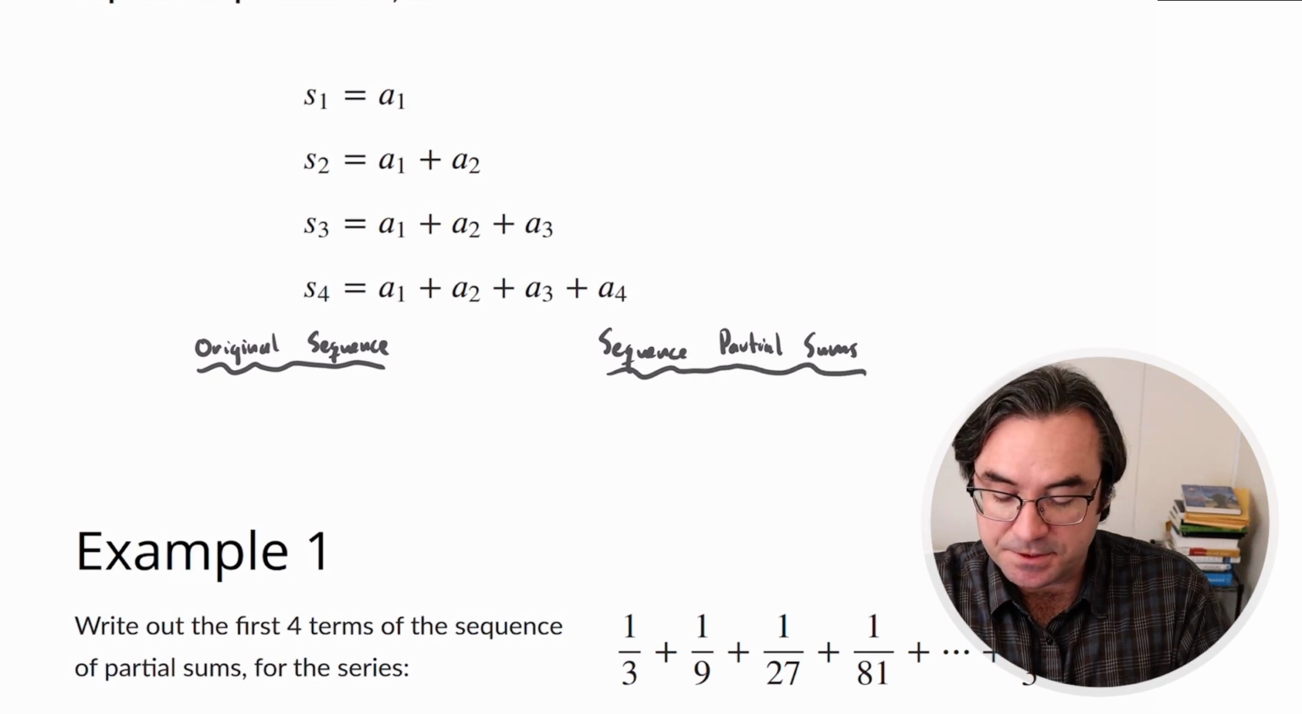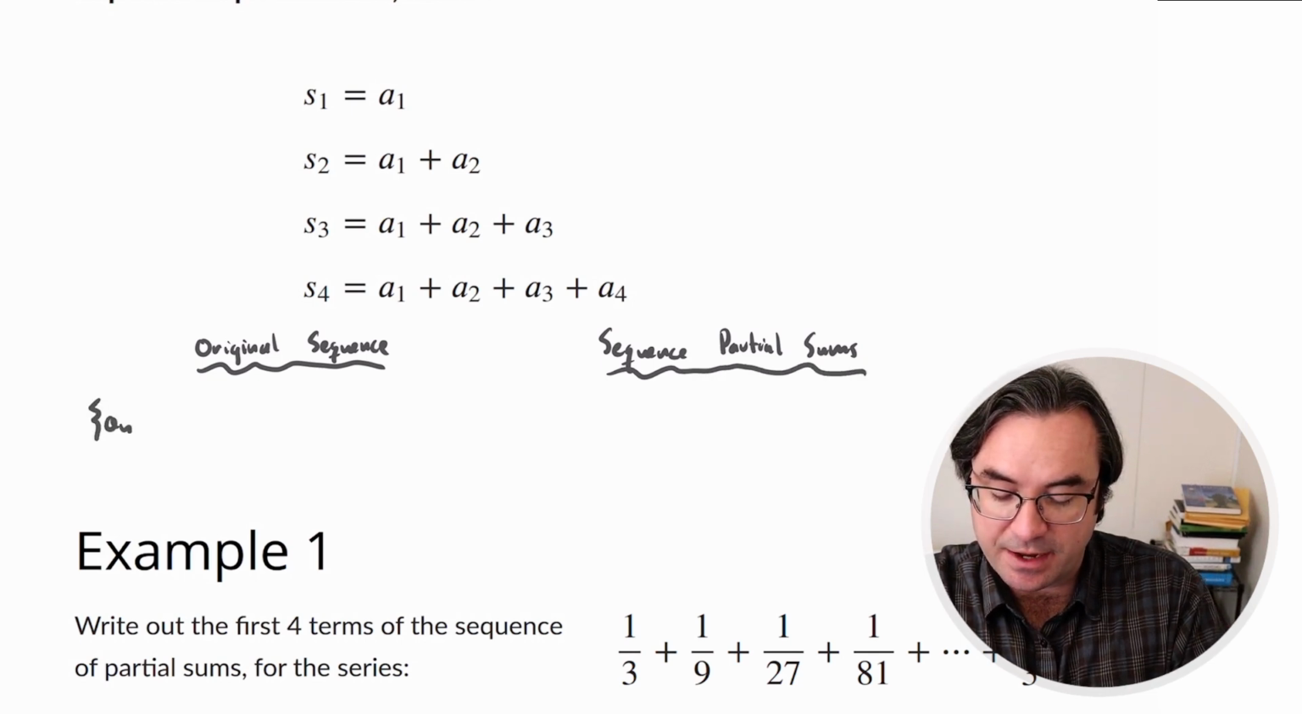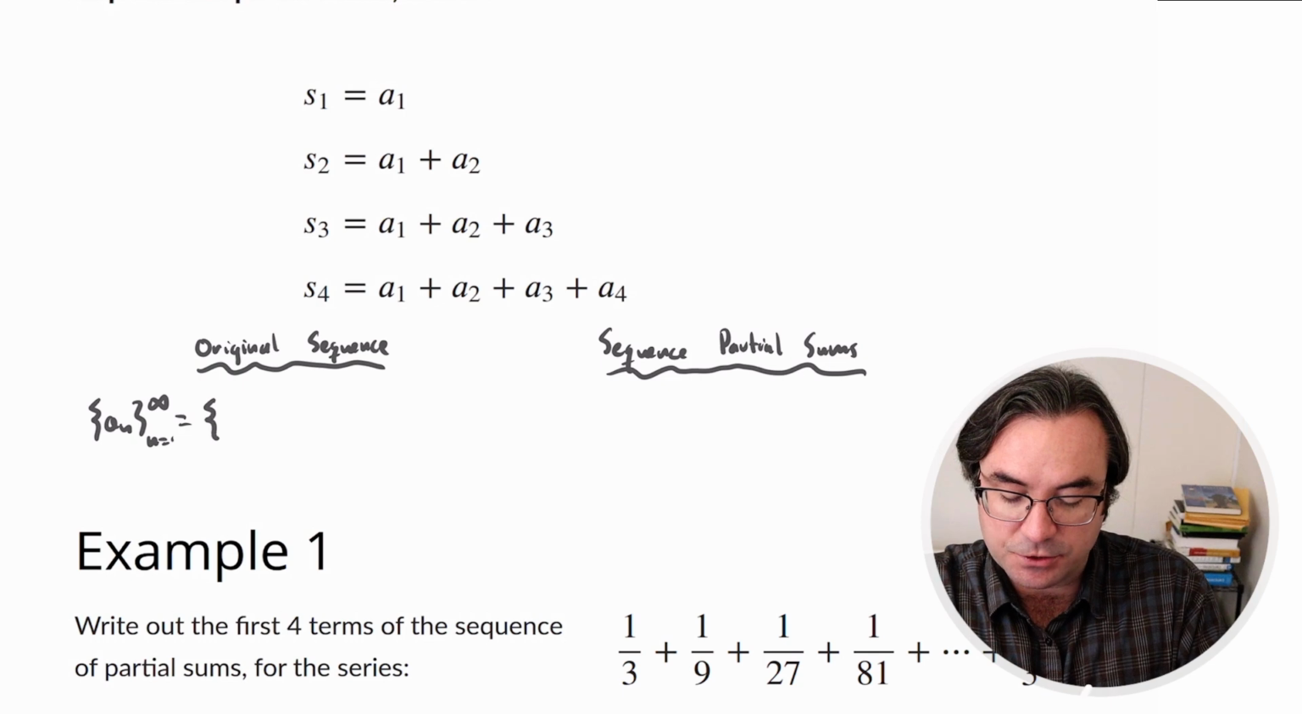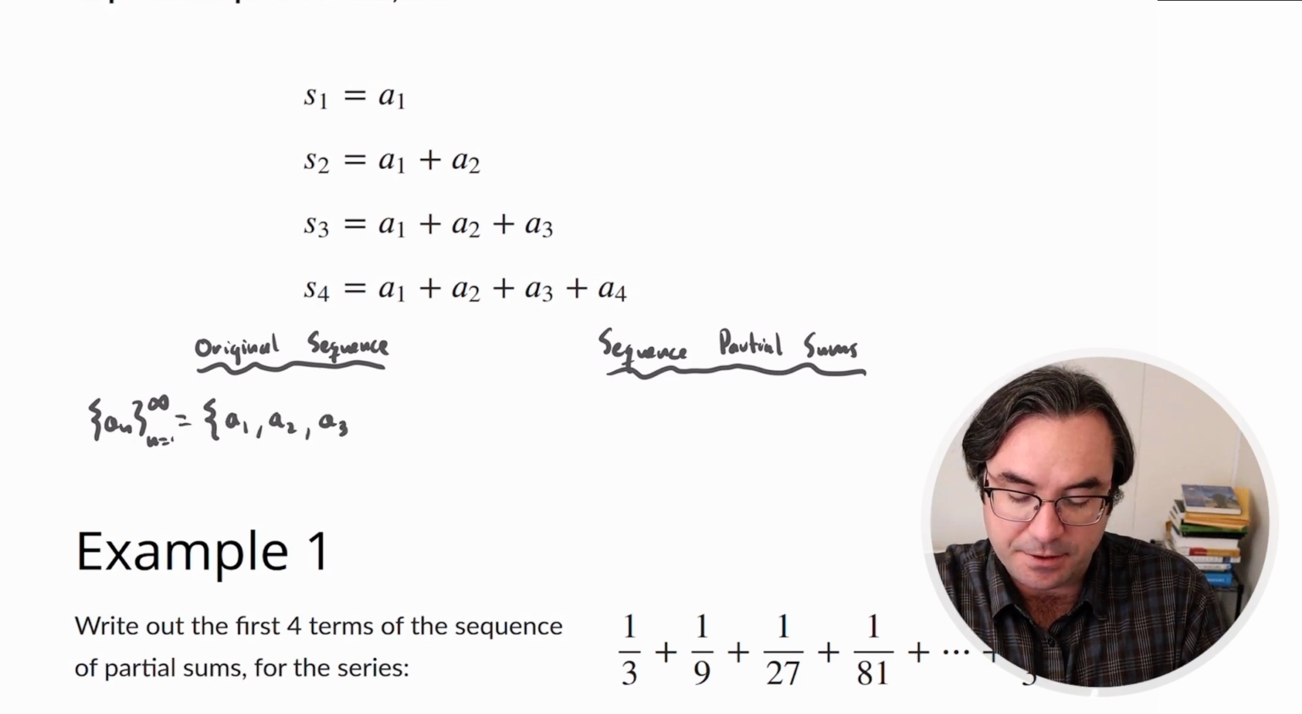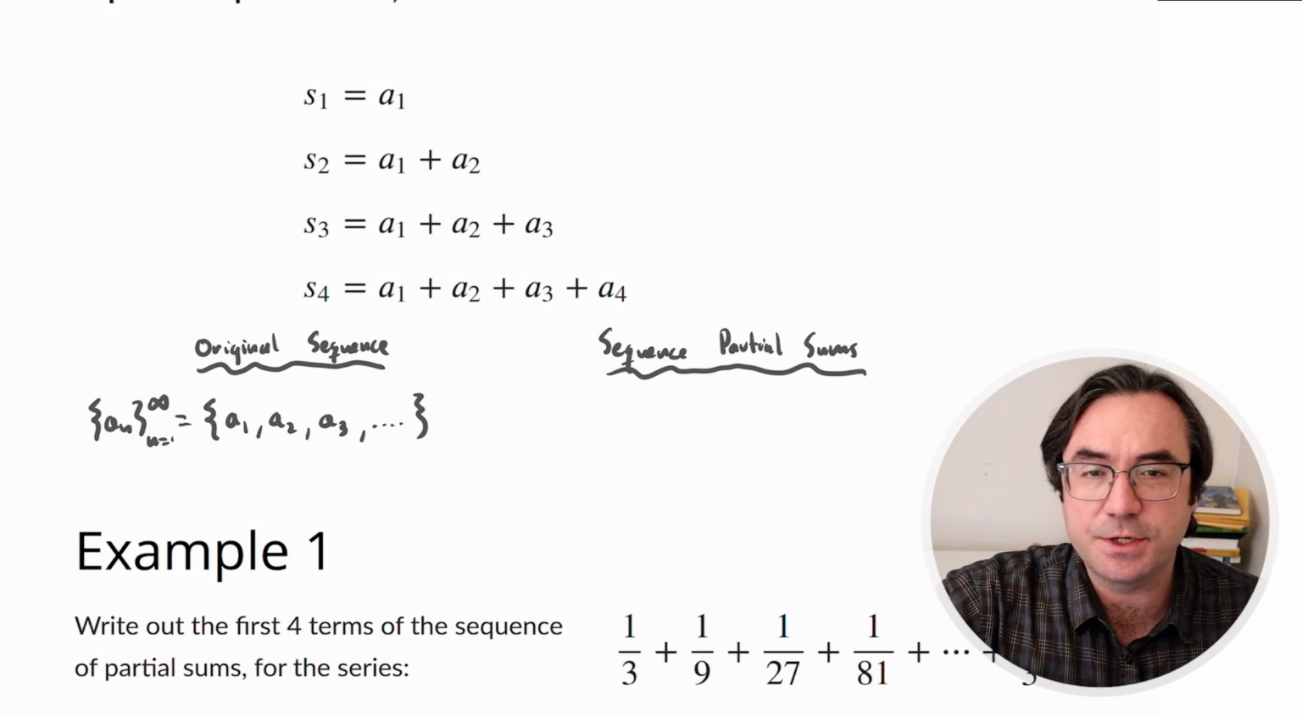So our original sequence, this is just our original list. We're going from n equals 1 to infinity, and we can also just list out the terms. So it's a1, a2, a3, and so on. Okay, so that's our original sequence.